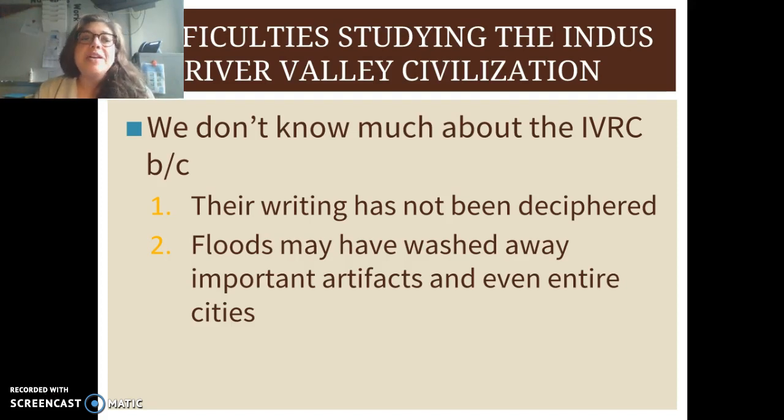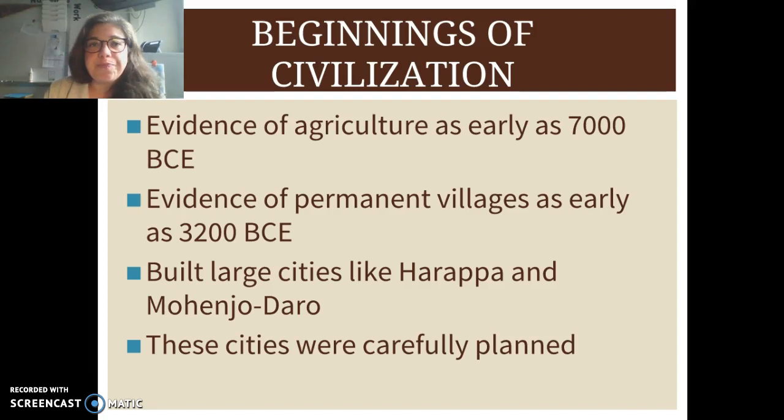And because of all this flooding, many artifacts might have been washed away, maybe even entire cities, so we don't know what we're missing. What we do know is that there was agriculture, there was farming here as early as 7,000 BCE. So remember, we have to count backwards to 7,000, so that's 9,000 years ago.